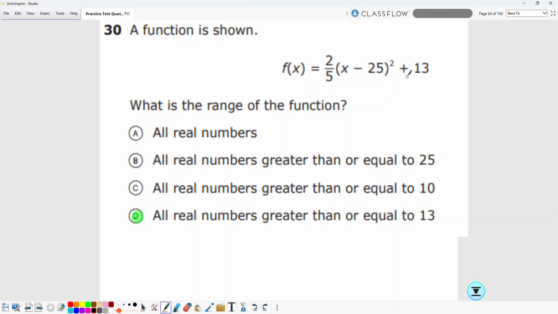When looking for the range, look for this number right here. And if it's positive, it's going to be greater than or equal to. If it's negative, it's going to be less than or equal to. And there you have it.